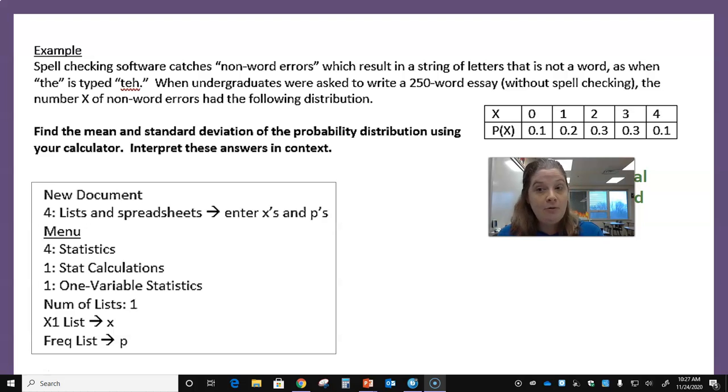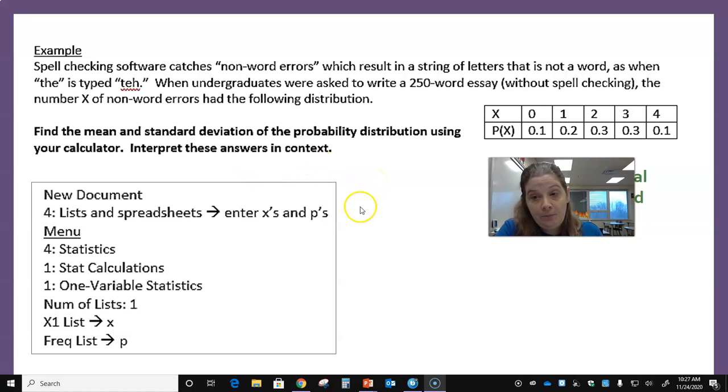All right, so basically they wrote a 250-word essay. They were not allowed to use spell check, and we wanted to see how many words they typed that were like the correct word, but they mixed the letters up, so it's spelled incorrectly, non-word errors. And you can see that about 10% had 0 errors, about 20% had 1, 30% 2, 30% 3, and about 10% 4. So it looks like most people had about 2 to 3 non-word errors there. So find the mean and standard deviation of the probability distribution using your calculator.